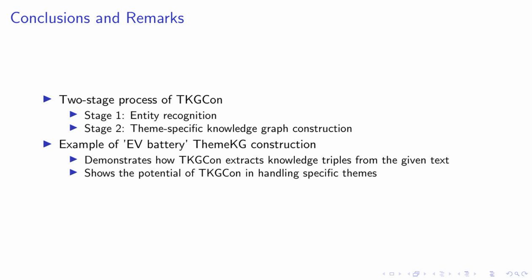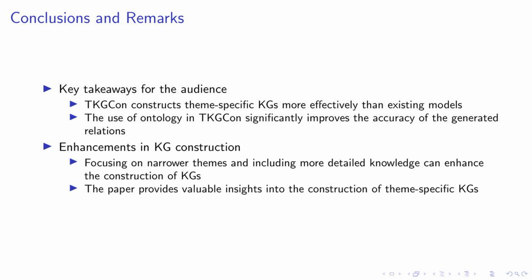In conclusion, there are a few key takeaways that we'd like you to remember. Firstly, our proposed framework, TKG-Con, has shown to construct theme-specific knowledge graphs more effectively than existing models. This is a significant step forward in the field. Secondly, the use of ontology in TKG-Con has greatly improved the accuracy of the generated relations. This means we can trust the connections our system makes, leading to more reliable and useful knowledge graphs.